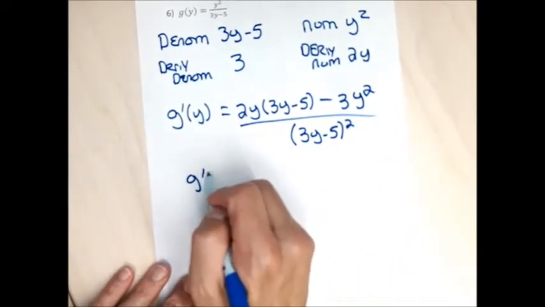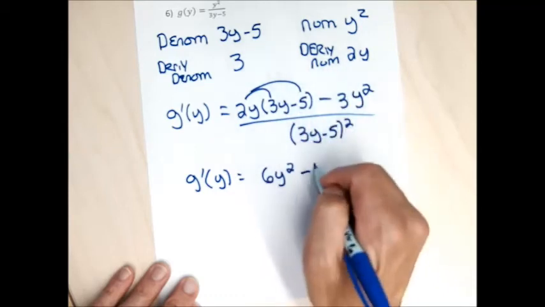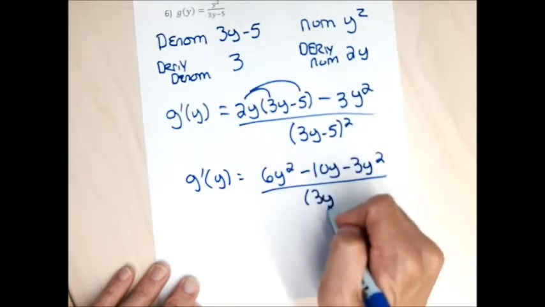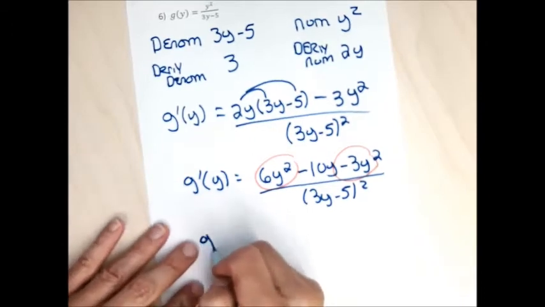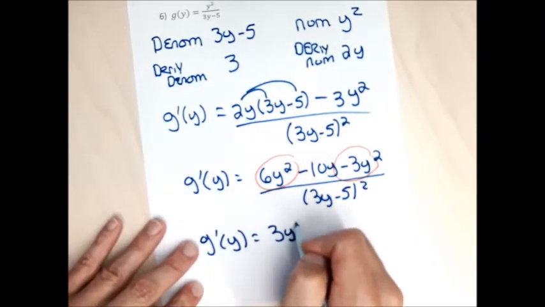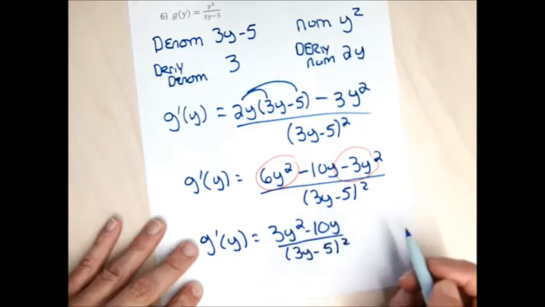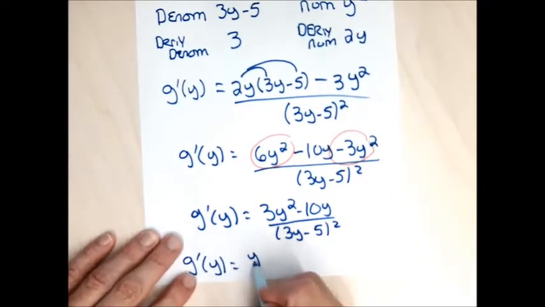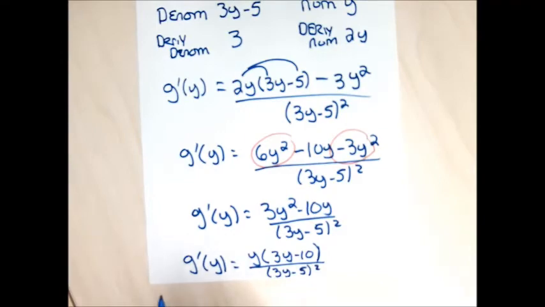Now I'm going to clear the parentheses in the numerator by multiplying 2y times 3y and getting a 6y squared, 2y times minus 5 and getting a minus 10y, and then the minus 3y squared, all over 3y minus 5 quantity squared. I'm going to combine those in the numerator to a positive 3y squared. Still can't cancel because a 3y minus 5 can only cancel with another 3y minus 5. And then I notice in the numerator there's a common factor of a y. And probably the best answer would have that common factor written in the numerator. I'd call that the best answer. If you didn't catch the common factoring, it would be fine.